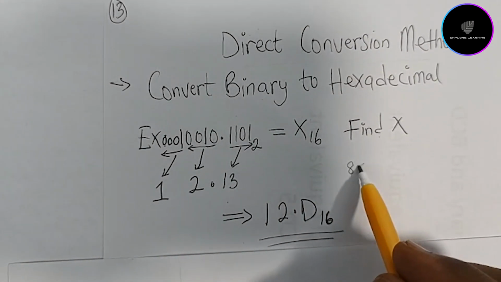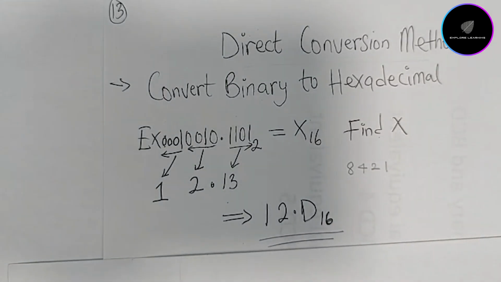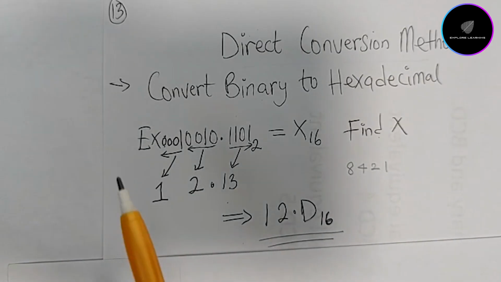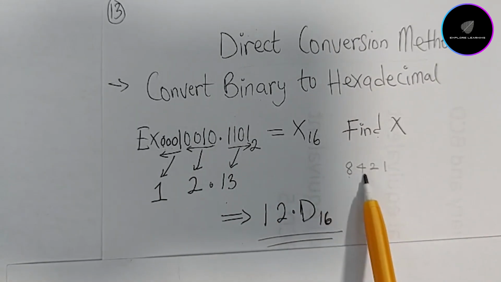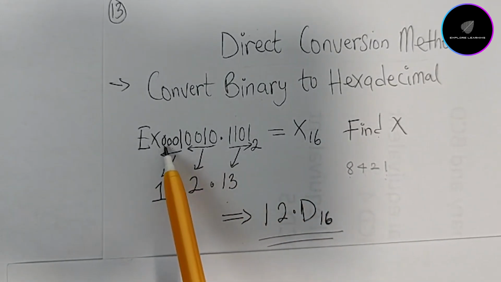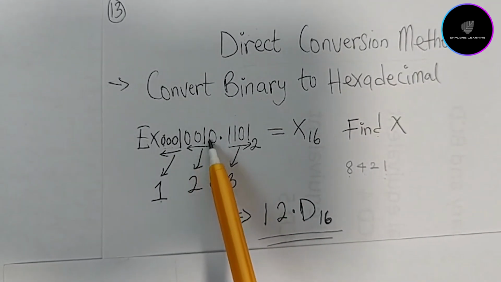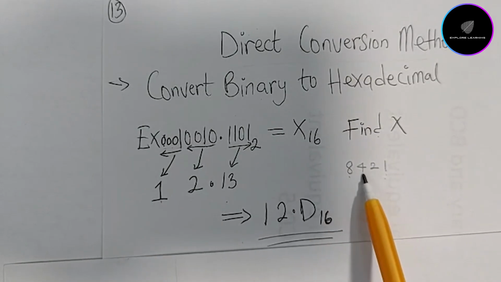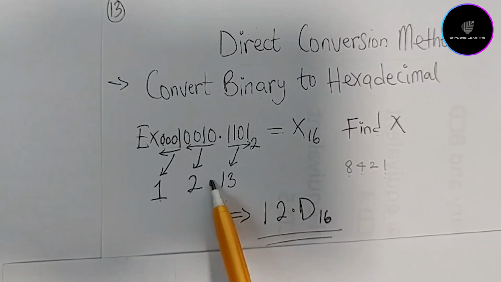Now we know we have 8, 4, 2, 1, which is the 4-bit binary coding used to represent the hexadecimal number system. Since we have 0, 0, 0, 1, 8 will be 0, 4 will be 0, 2 will be 0, and 1 will be on, which is true. This coding represents 1. For the next group, we have 0, 0, 1, 0, which represents 2.